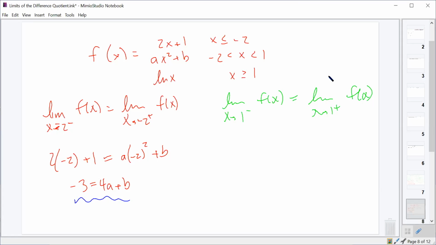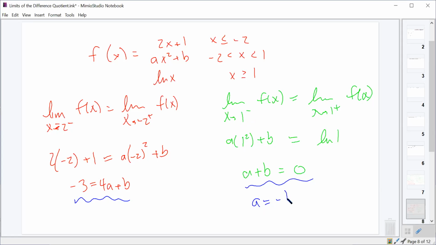because we also need it to be continuous at 1. And so the limit as we approach 1 from the left ought to be a times 1 squared plus b, and the limit as we approach 1 from the right ought to be the natural log of 1, which gives us a plus b equals 0. And so now we've got 2 different equations that involve the variables a and b. It's just a system of equations we should be able to solve.